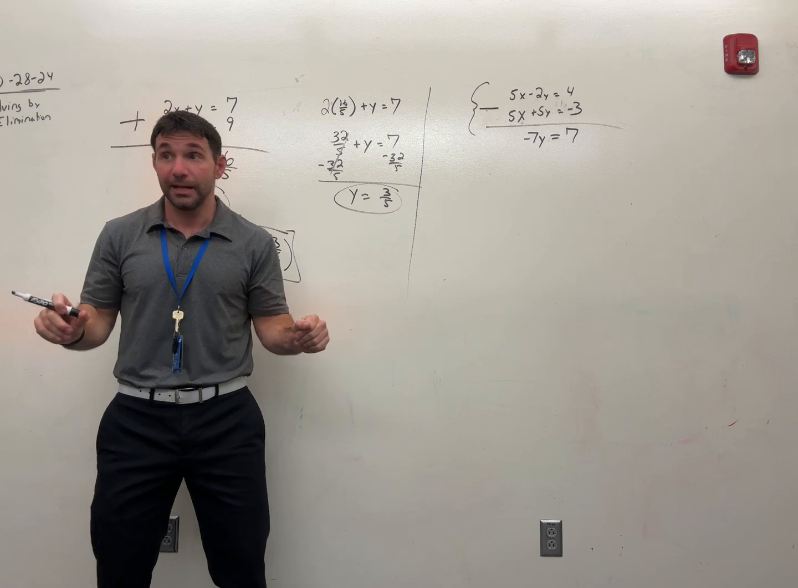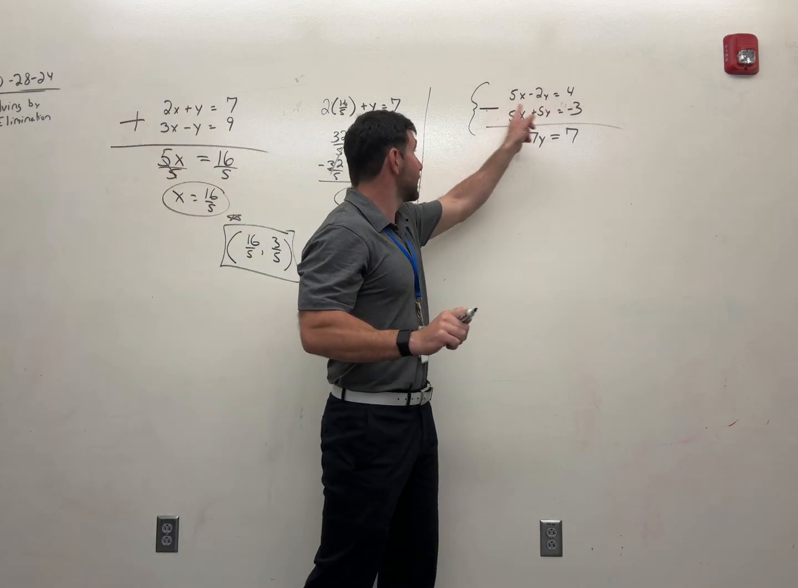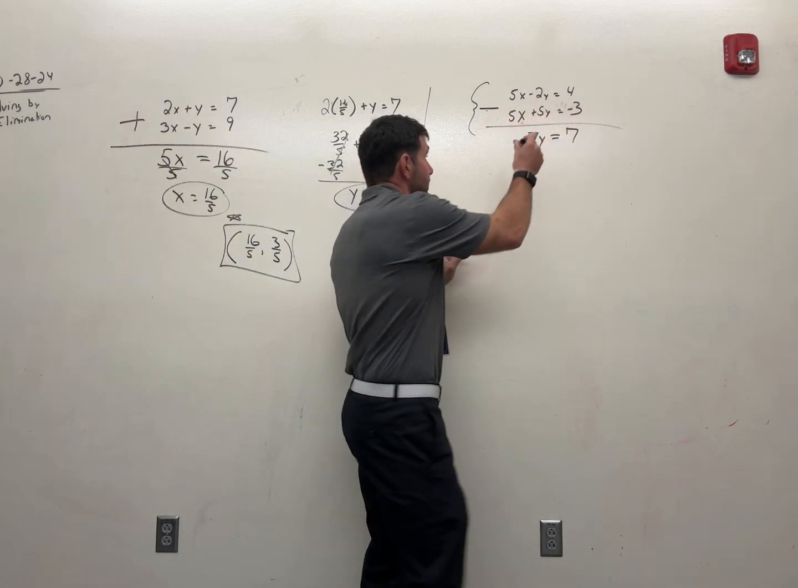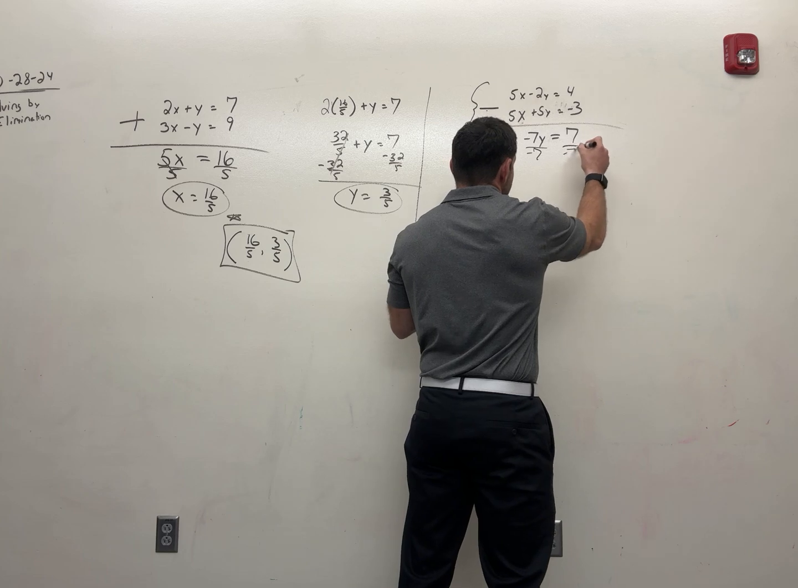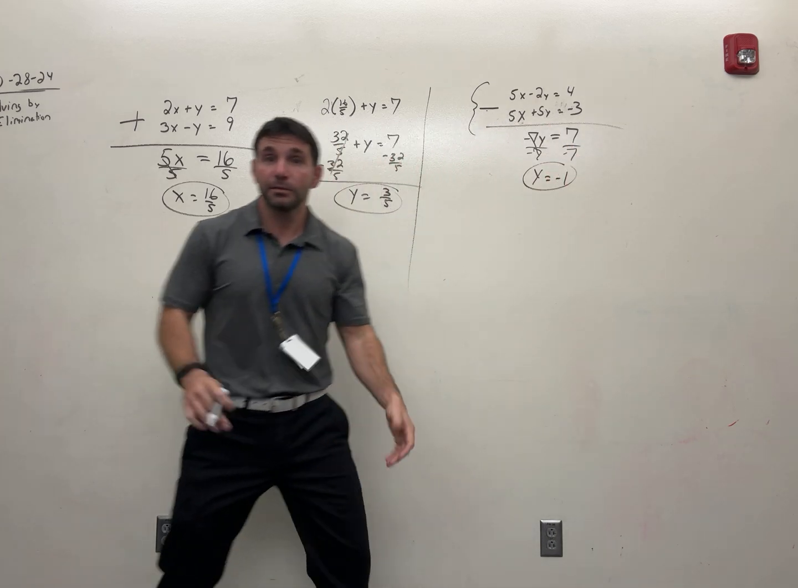Does everybody see how I did that? I know that was quick, but yes, we understand? 4 minus a negative 3 is positive 7. Okay, so now I'm going to divide by negative 7. That gives me y equals negative 1. So I can now solve for y. Huzzah!